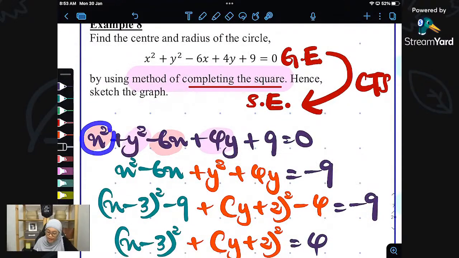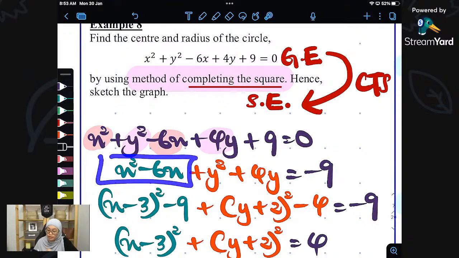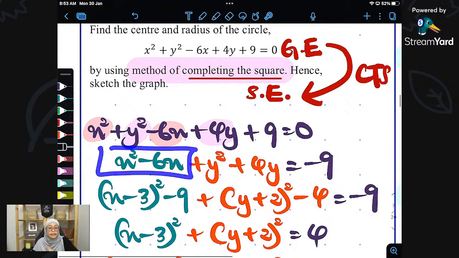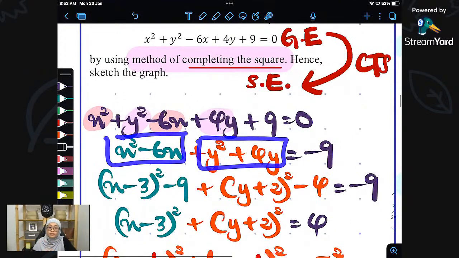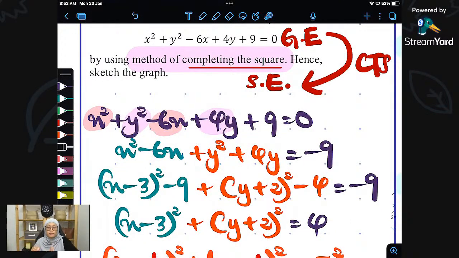So I gather my x and x first. Okay, these are my x terms: x squared minus 6x. Make it one group. And then y squared plus 4y. Make it another group, a different group. X with x, y with y. And then this 9, I make it -9 and put it on the right hand side there.